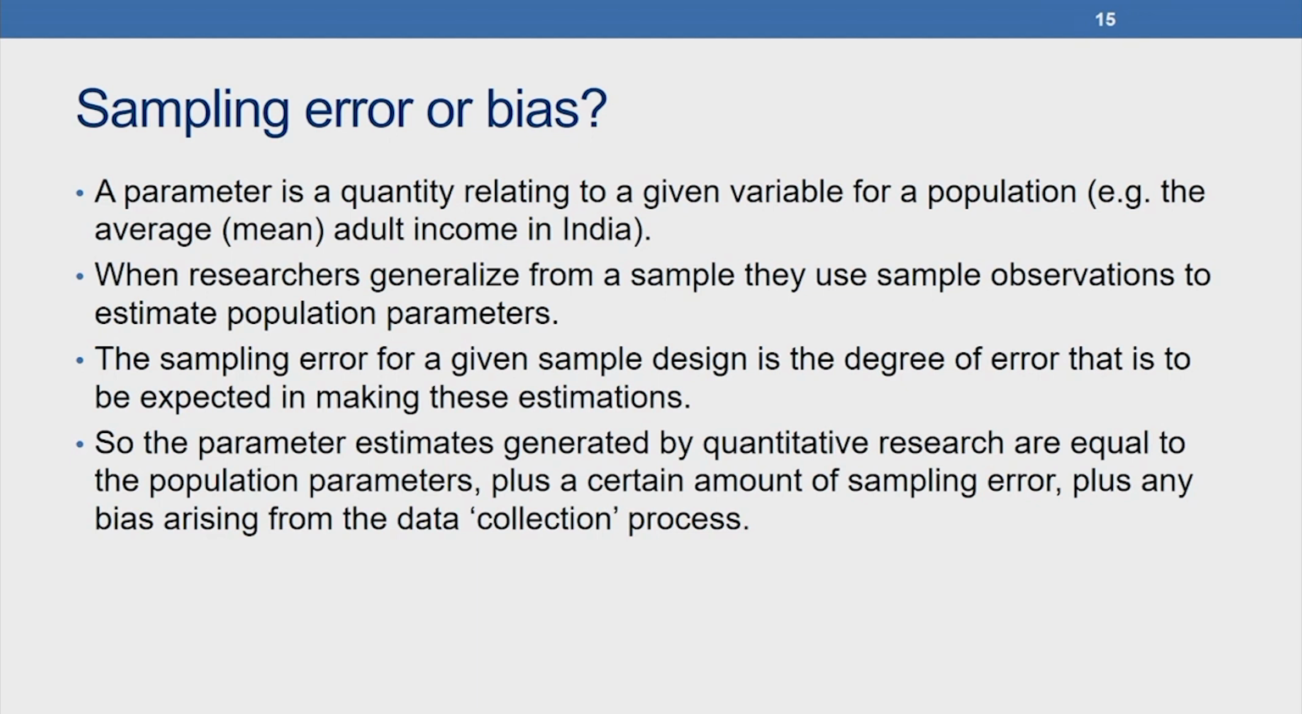Because of investigator and respondent bias and the methods of sampling that we are employing to be able to draw a sample from the population, all of these taken together can result in some amount of errors, and that is what is referred to as sample error.